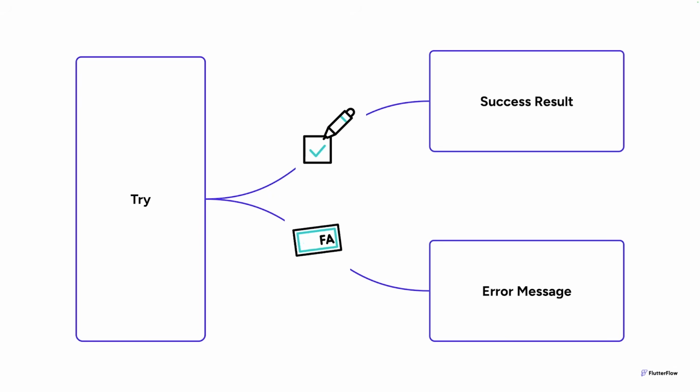Handling errors and validating data when working with APIs are also essential. This ensures your app can handle issues like network failure or invalid data formats gracefully. Let's now move on to the next video to see how we can persist data in an application.